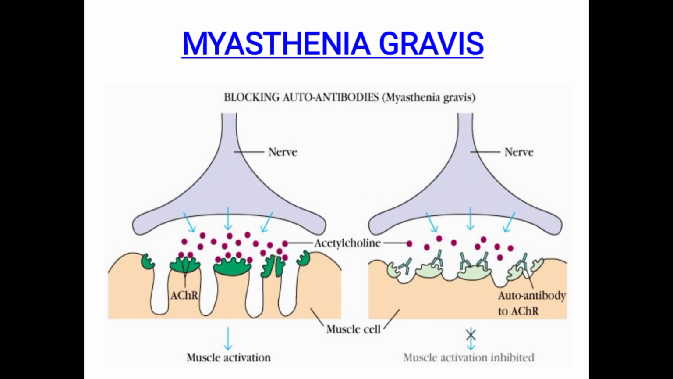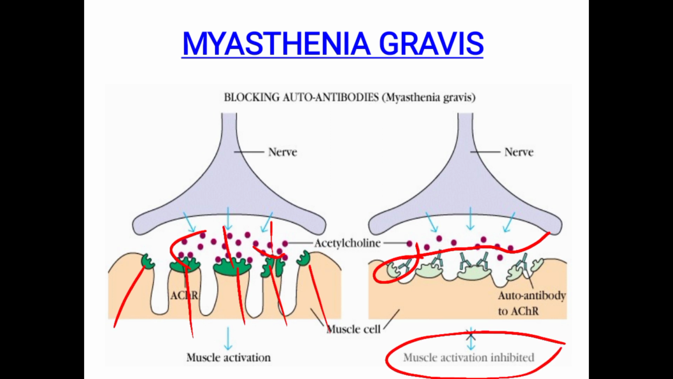You can see here, this is the normal acetylcholine receptor, to which acetylcholine is binding. But here, acetylcholine is normal but antibodies have developed, and they prevent the binding of acetylcholine. So muscle activation is inhibited. You can't do any work, the muscles get easily fatigued, or muscle weakness can be seen.